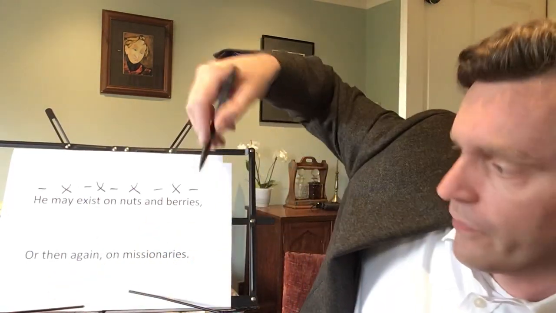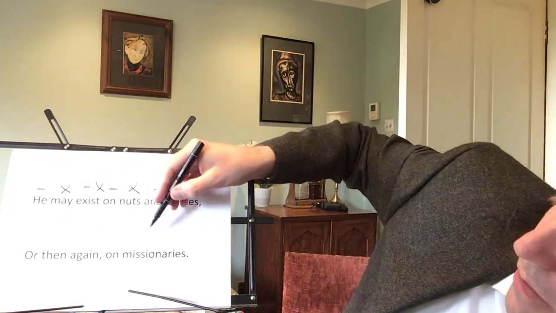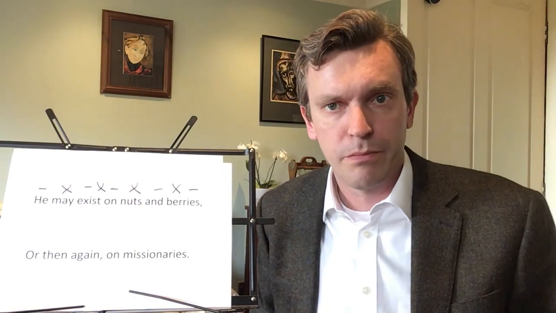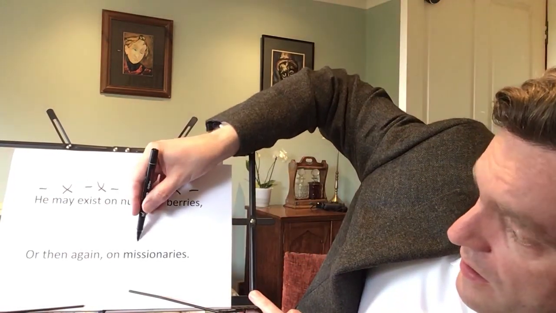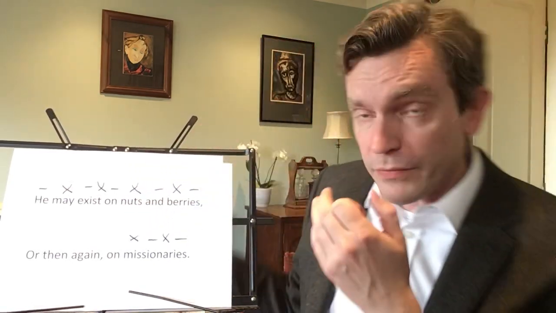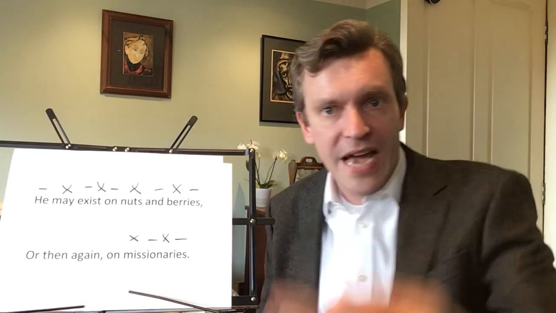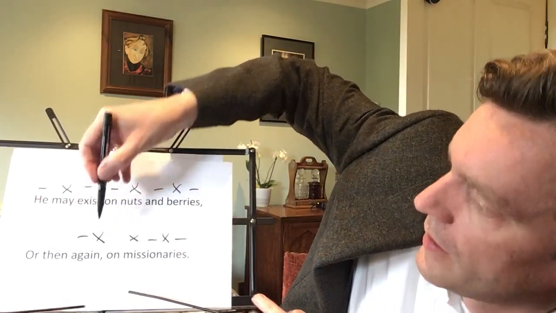The second line here, fourth line of the whole poem. Or then again on missionaries. Now, missionaries, we can work out, is not missionaries, it's missionaries. You could try it any particular way because there are four syllables, but missionaries: tum, ta, tum, ta. Again is again. It's not again, which just sounds very wrong, it's again. So we will go ta, tum.